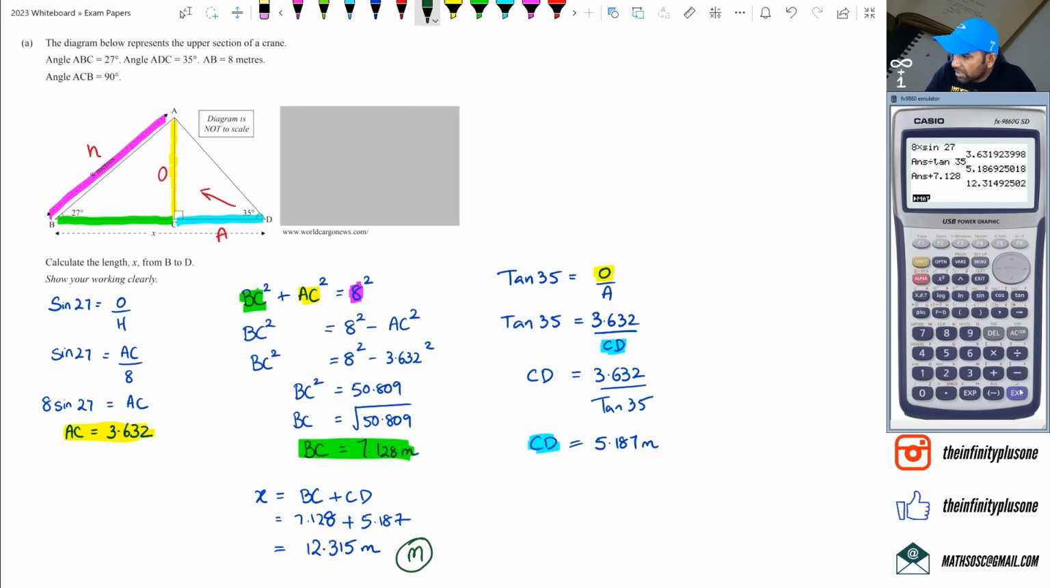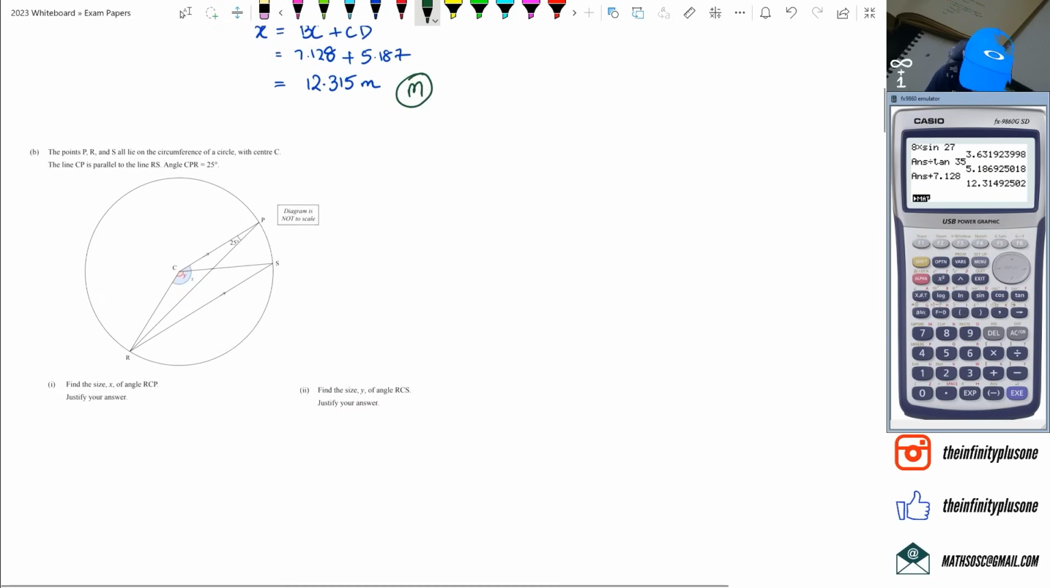As for achieved, there are quite a few options. If you get anything correct above this line, any one of those values, you could get an achieved. If you get AC, you could get an achieved. If you get BC, you could get an achieved. Or if you get CD, you could get an achieved as well. You just have to answer the question fully to get the full merit grade. All right, next one.